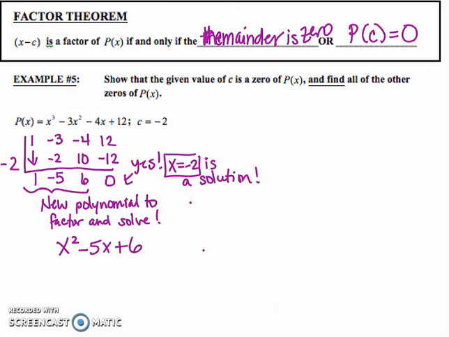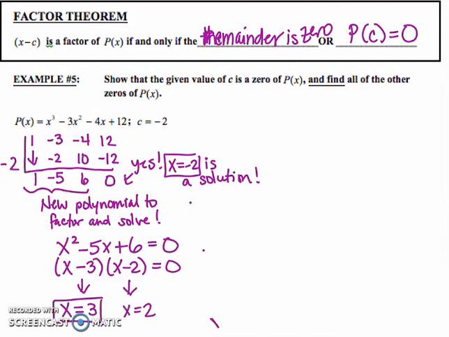Well, that polynomial is also factorable. Two numbers that multiply to make a +6 and add to make a -5 are going to be x minus 3 and x minus 2, which tells us that the two remaining zeros are +3 and +2. So now I've done everything that I've been asked to do. I showed that -2 was a 0 of the polynomial p of x, and then I found all of the other zeros or solutions, because remember, zeros is another word for solutions.